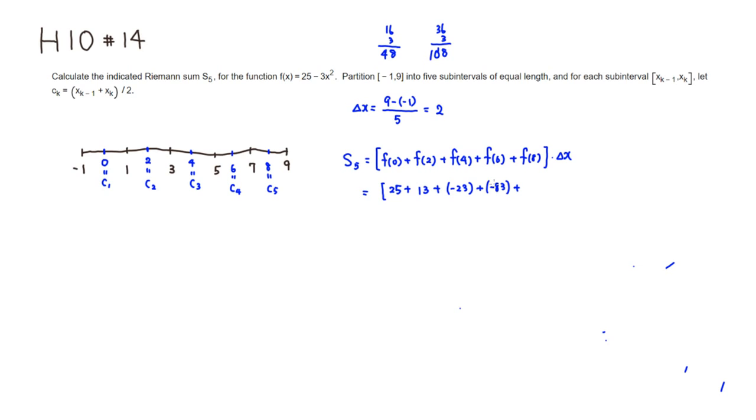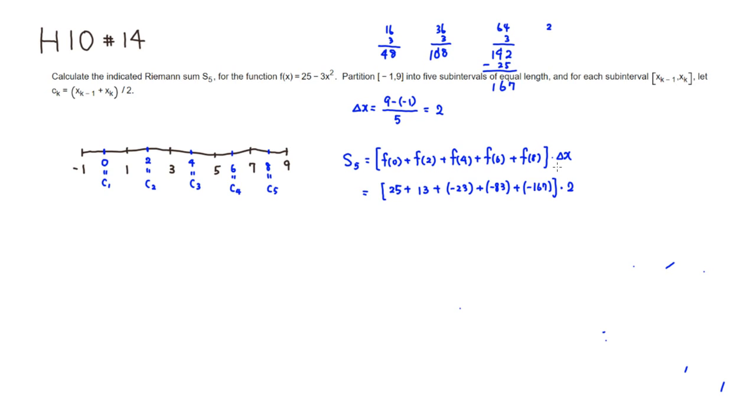Plus, plugging in 8: 8 squared is 64, times 3 is 192. So 25 minus 192, what's that? I'm going to just subtract 25 from there. So you have 192 minus 25, which is 167, with the negative sign. So it's going to be negative 167. And then multiply by 2.